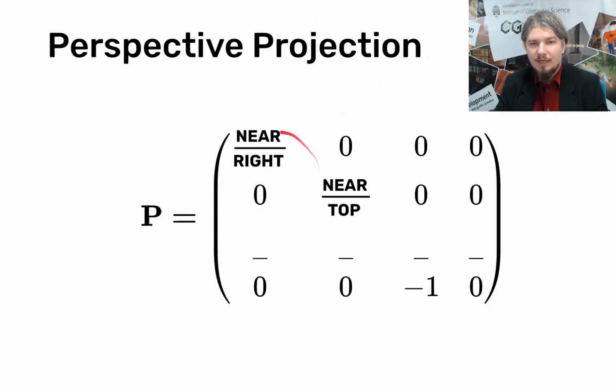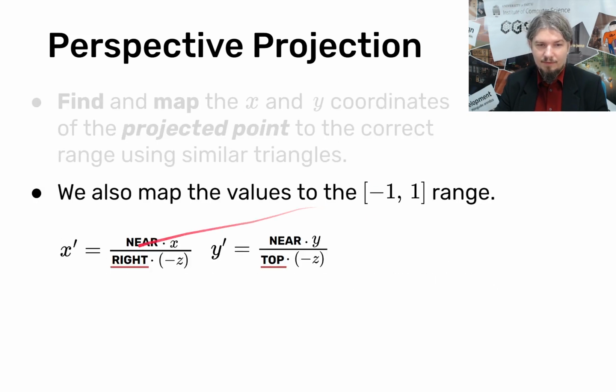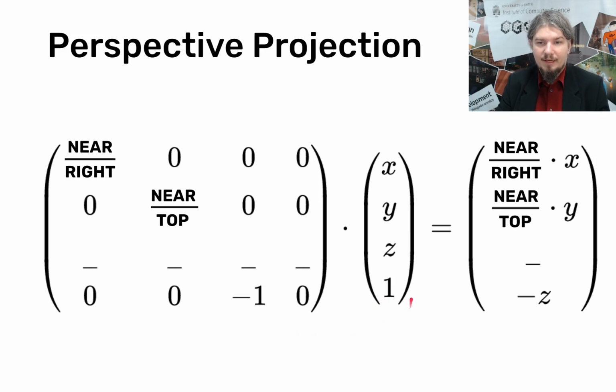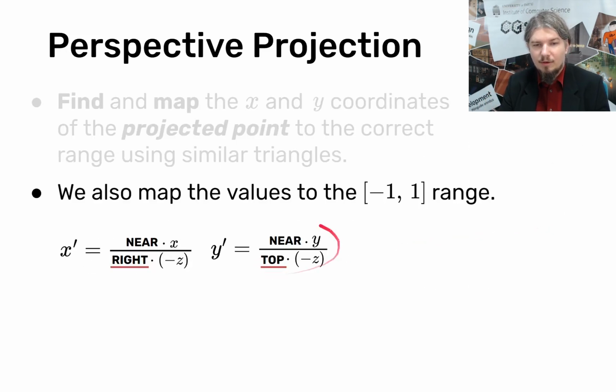On the diagonal, we have those near divided by right and near divided by top factors that we found over here. And for this division by minus z, we're going to change the last row to be 0, 0, minus 1, 0. What it does is it sets the last value, which was 1 before, to minus z. So when the homogeneous division happens, all of these coordinates, this near divided by right times x, near divided by top times y, will get divided by minus z. Just like we needed over here.